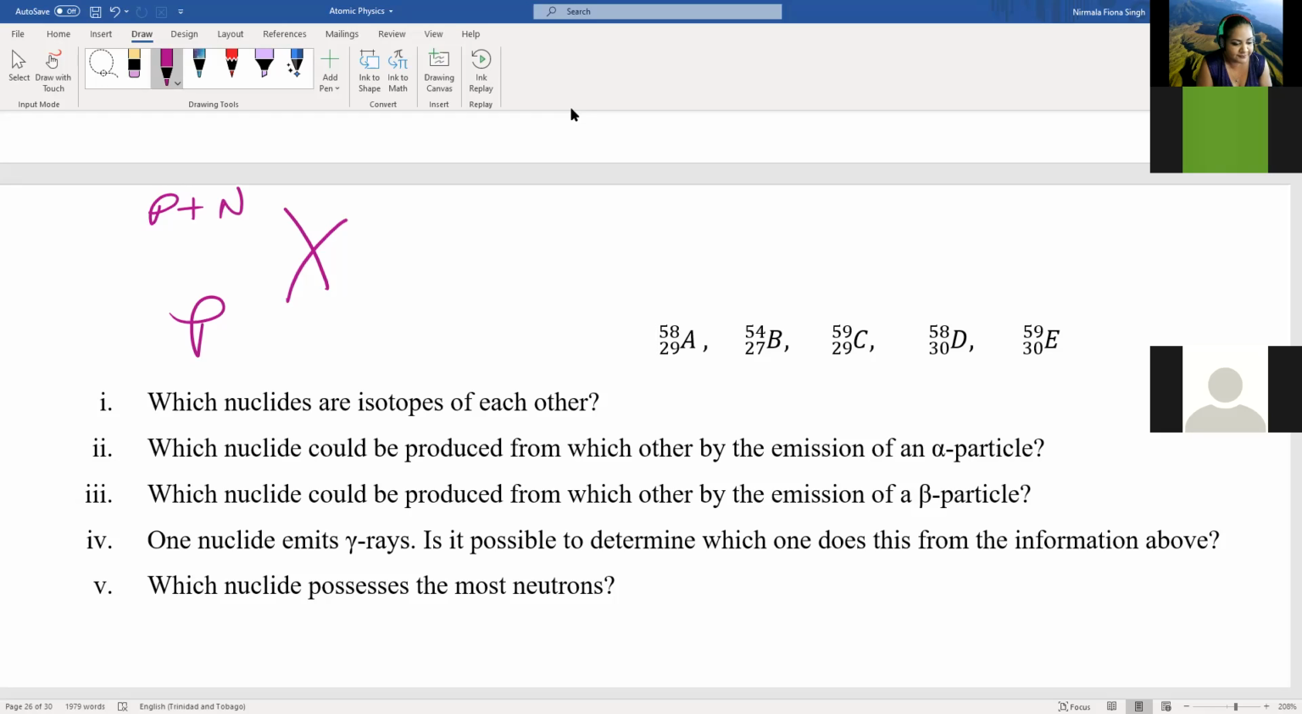A is an isotope of C. Very good. Anybody else?